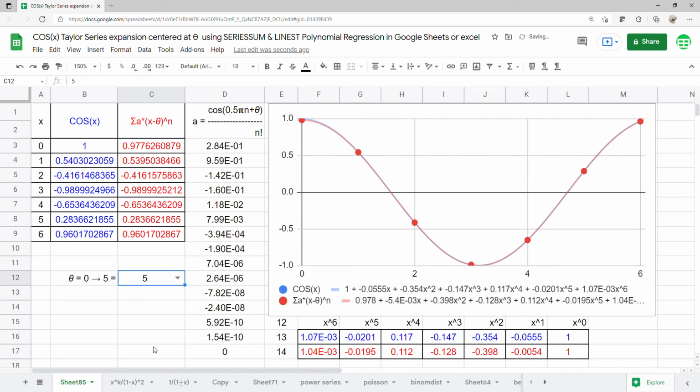Centered at theta equals 5. Again, the trend lines, polynomial coefficients approximate the cosine, and their data sets are almost the same, and the trend lines are the same. This completes the use of SERIESSUM LINEST Polynomial Regression to generate the dataset of the Taylor series expansion centered at values from 0 up to 5.